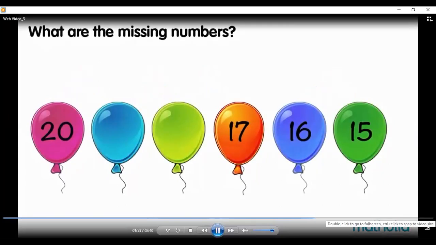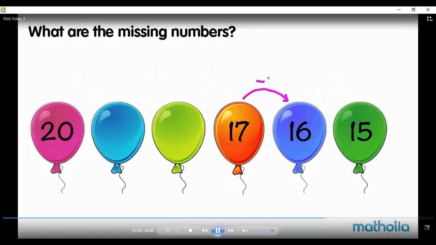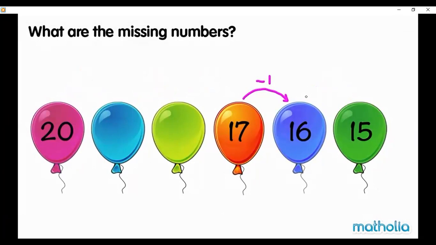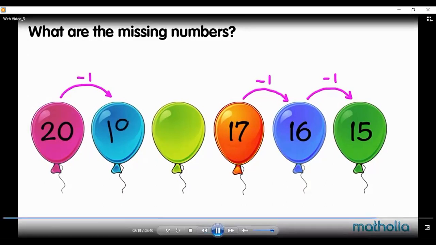What are the missing numbers? 17 minus 1 is 16. 16 minus 1 is 15. In each step, the numbers go down by 1. 20 minus 1 is 19. 19 minus 1 is 18.